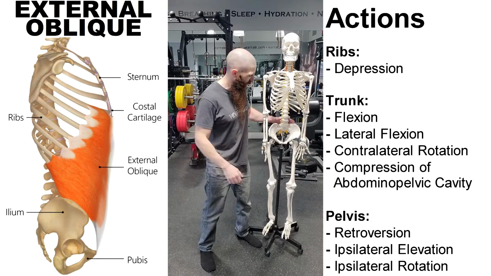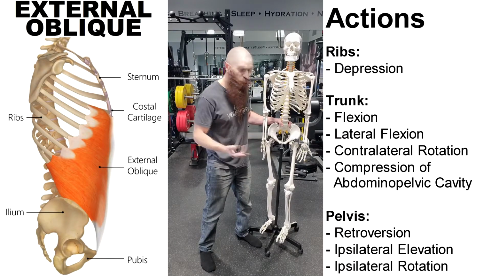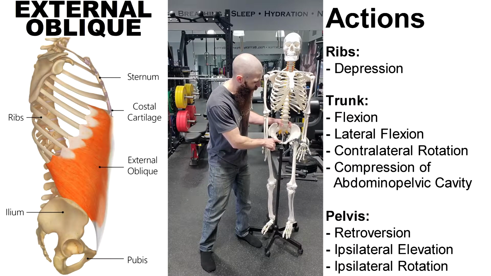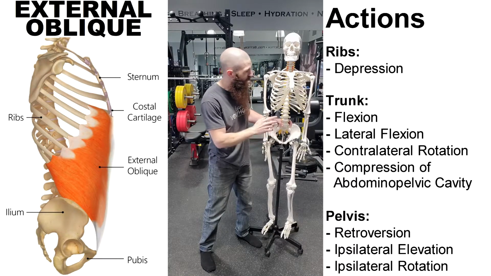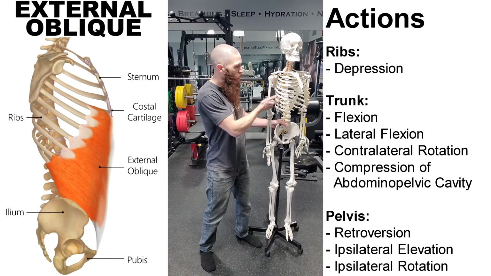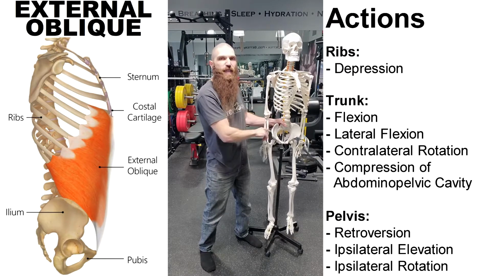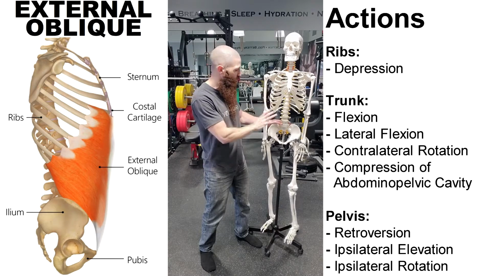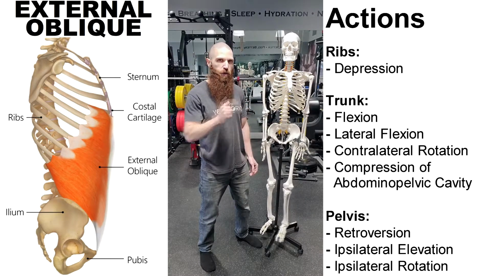The external oblique attaches at the anterior iliac crest and also at the pubic bone, at the pubic tubercle and the pubic crest, and the abdominal aponeurosis, and then it's going to insert into the inferior border of the lower 8 ribs, so ribs 5 all the way down to 12. And because it crosses the ribs, the trunk, and the pelvis, we know it's going to have an action at all 3 of those areas.